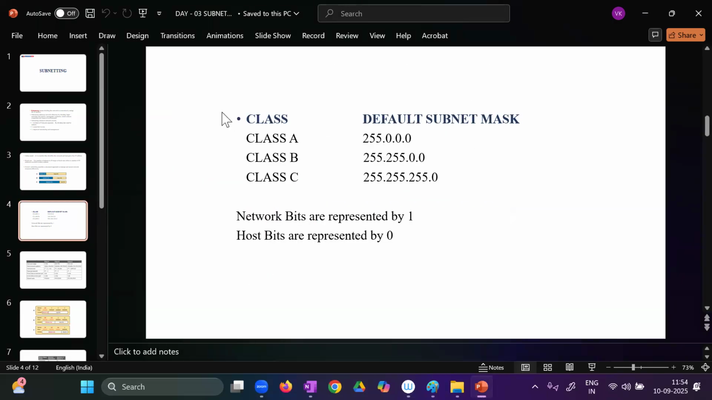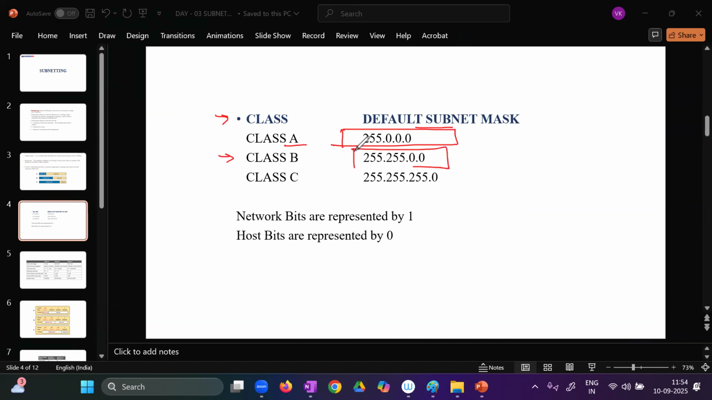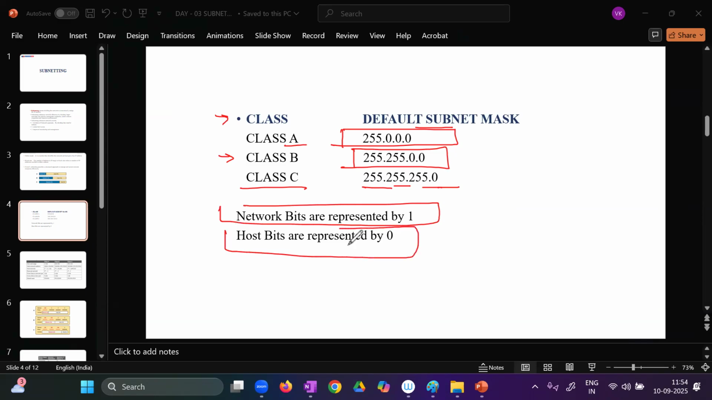Now see, for class A, what is the default subnet mask? 255.0.0.0. For class B, 255.255.0.0. For class C, 255.255.255.0. Network part by 1, host part by 0.